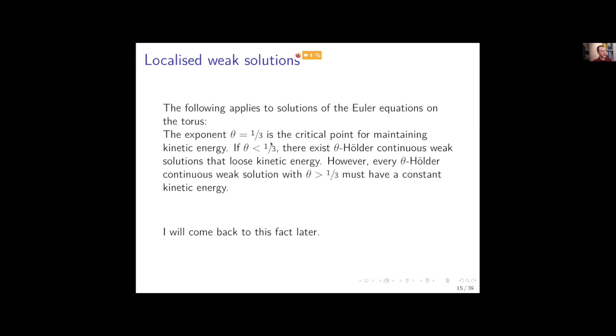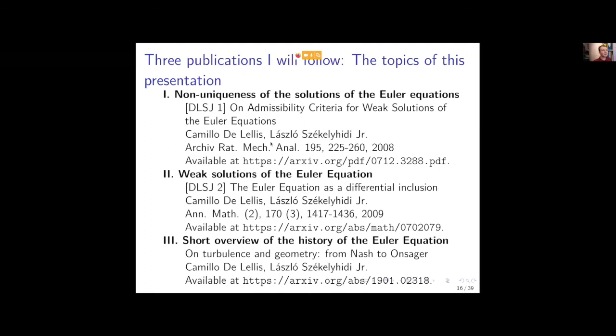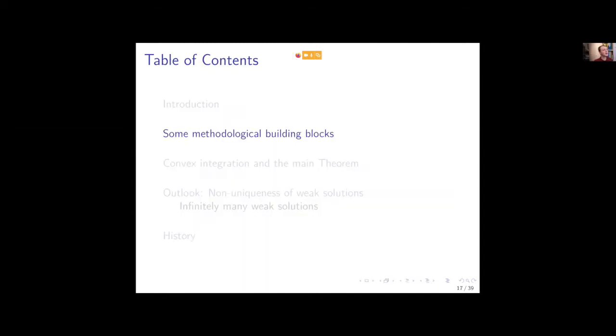Okay, so here are the three publications. They are in the slide, and they are in my handout that is in the chat, where I put the three links. These are the three publications by De Lellis and Székelyhidi. They ask, again, how smooth are the solutions? How many solutions are there? And so on. I will give an overview of some of their results in the talk. Okay, that was the introduction.